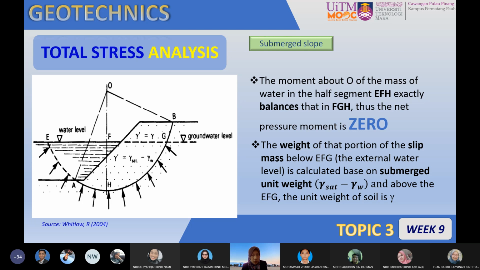So for the weight of the soil mass above the water level, the unit weight of the soil will be taken as the bulk unit weight. Meanwhile, if you have soil below the water level, we have to consider the submerged unit weight as gamma soil minus gamma water.